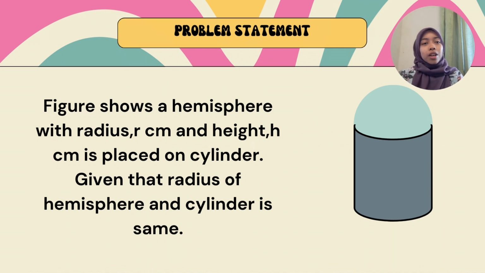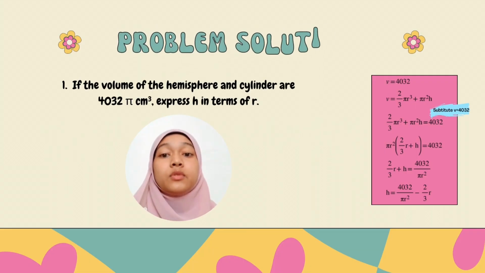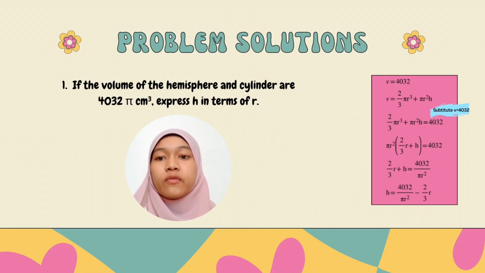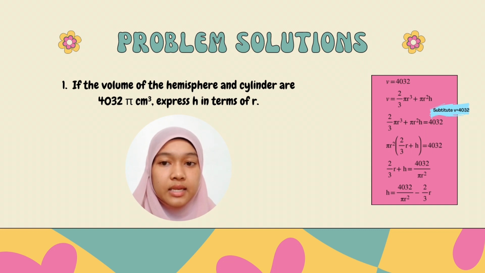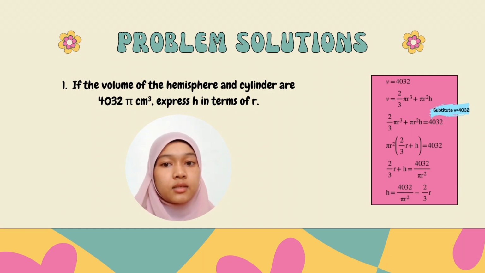Problem statement. The figure shows a hemisphere with radius r centimeters and height h centimeters placed on a cylinder. Given that the radius of the hemisphere and cylinder is the same. Problem solutions. 1. If the volume of the hemisphere and cylinder is 432 pi cm cubed, express h in terms of r.